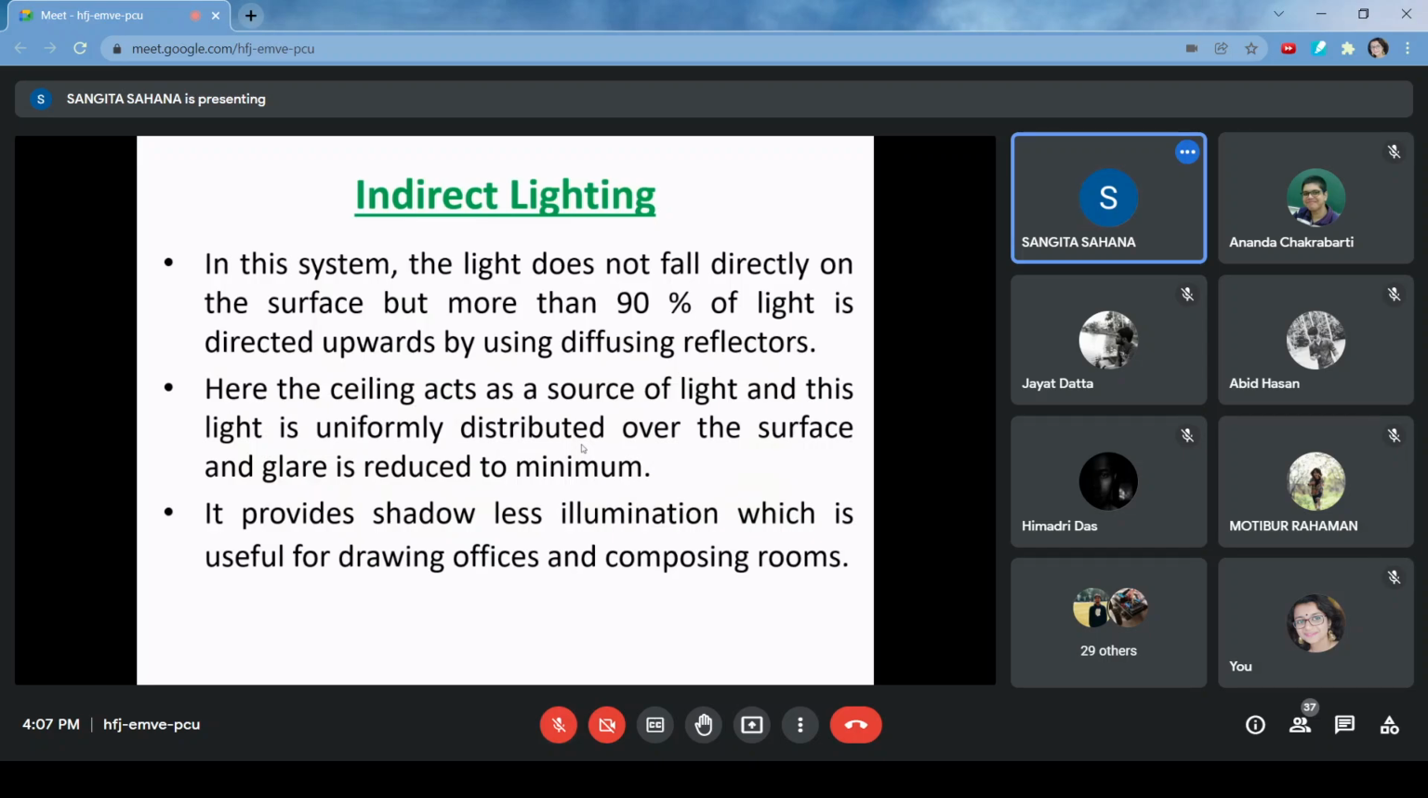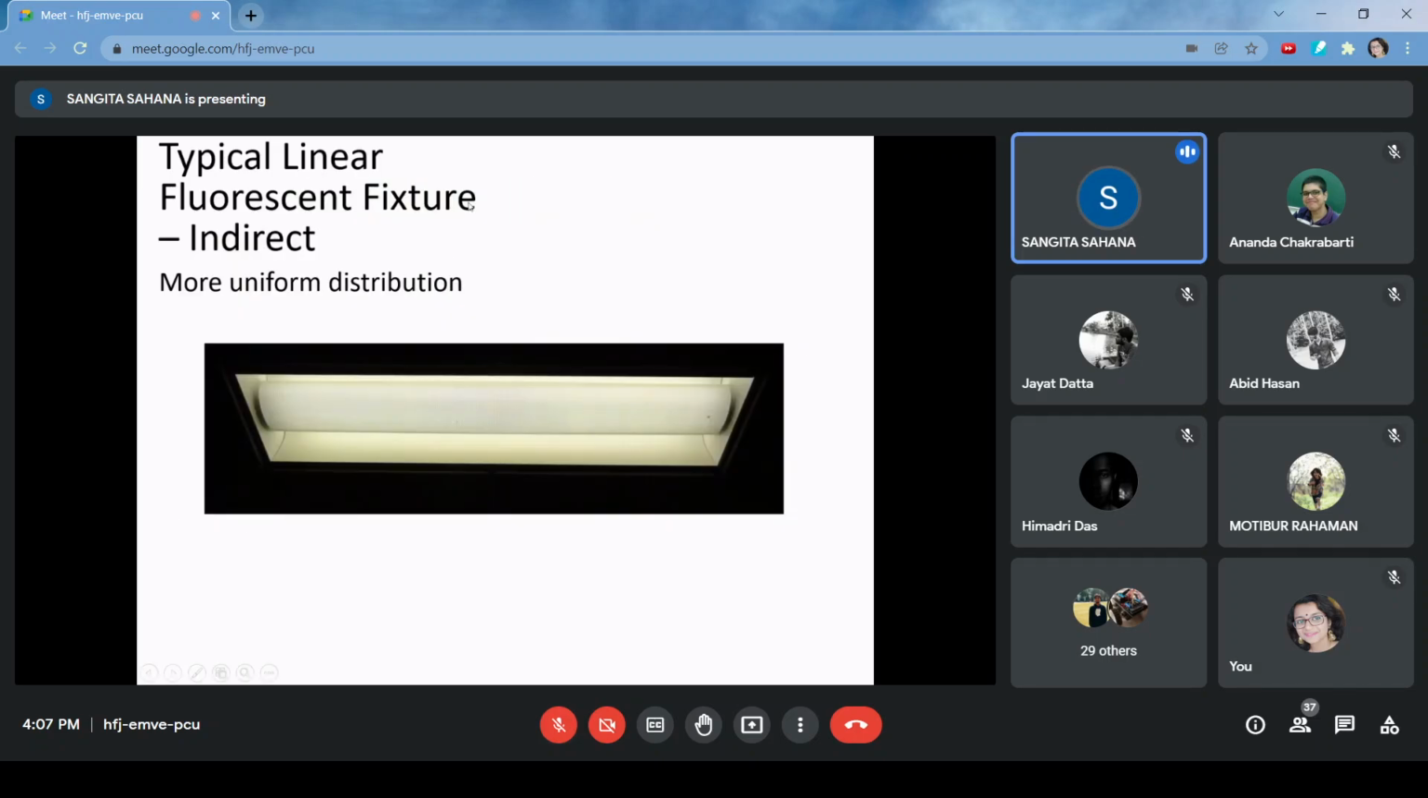It's not like a very high bright source. So more uniform distribution will be there. So although it's a tube light, you cannot see the light from the outside because the light is focused in the upward direction. Then from that upper portion of the luminaire, it will reflect back towards the downside.